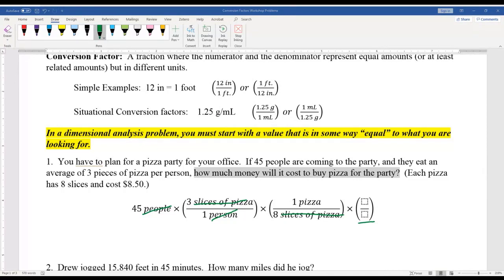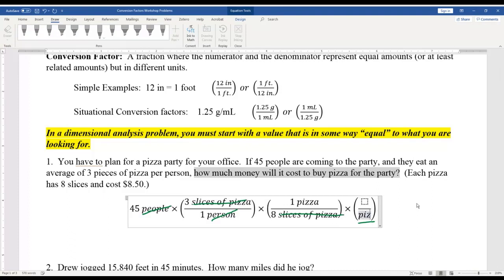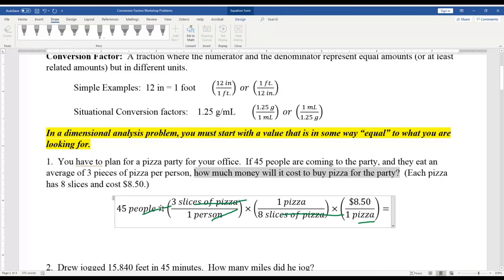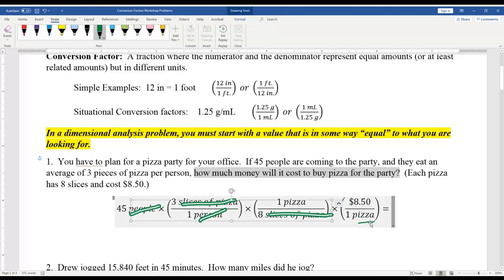So I'll go ahead then and I'll put pizza on the bottom here. And what can I convert pizza to? On the top, it's going to be dollars. Yeah, exactly. And specifically, as I think Jonathan mentioned, it was 850. $850 per pizza. Okay, so then now we are done. Now we can actually calculate this and determine what the cost of the pizza is.